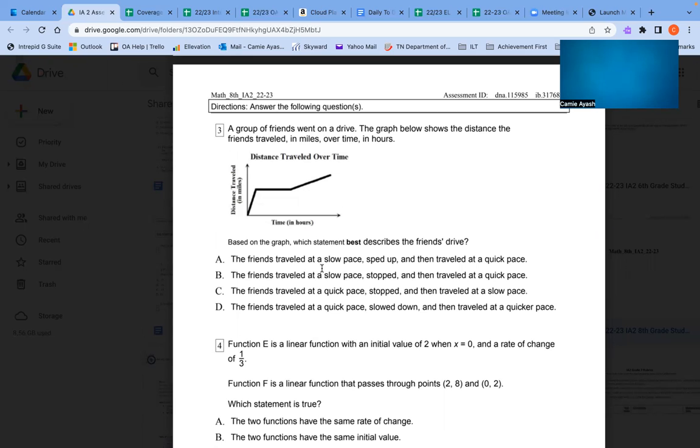B, the friends traveled at a slow pace, stopped, and then traveled at a quick pace. C, the friends traveled at a quick pace, stopped, and then traveled at a slow pace. D, the friends traveled at a quick pace, slowed down, and then traveled at a quicker pace.